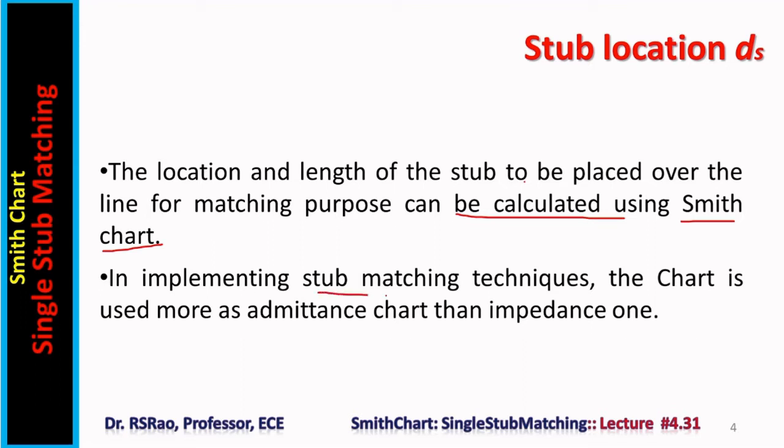In implementing stub matching techniques, the chart is used more as an admittance chart. Smith chart can be used as an impedance chart as also as an admittance chart. The point is, it is used as an admittance chart. So circles, most of the time, denote conductance, whereas arcs denote susceptance.